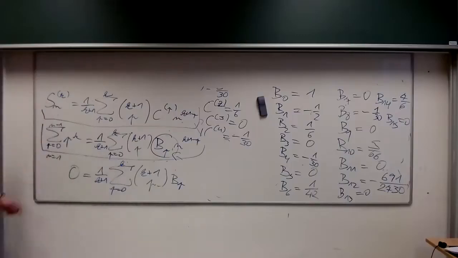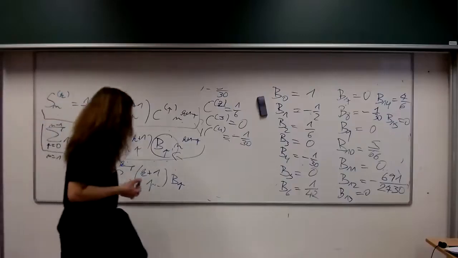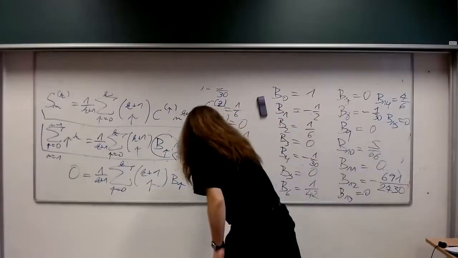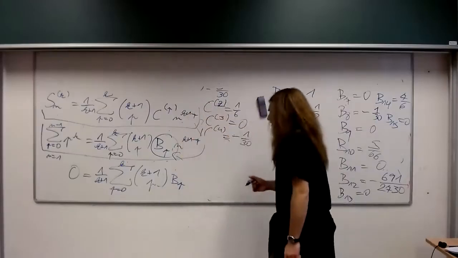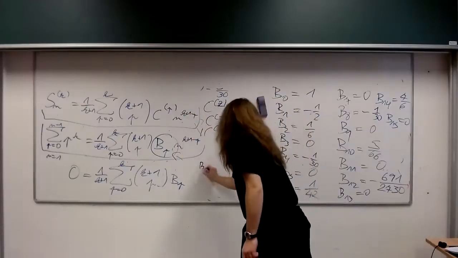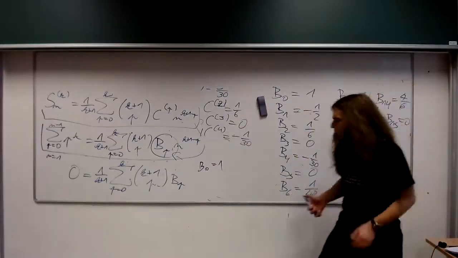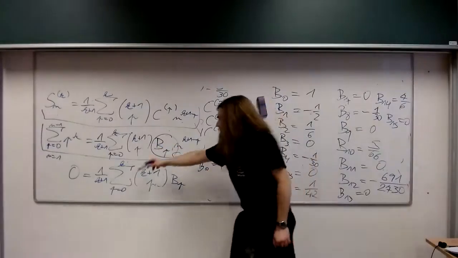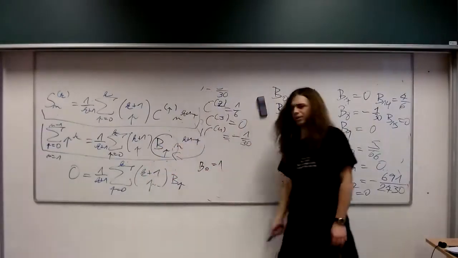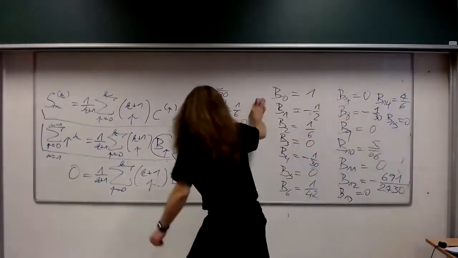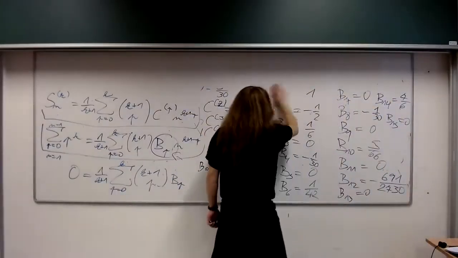So this is a recurrent equation that the Bernoulli numbers need to satisfy. Of course, with the initial condition that B0 equals 1. And just from this recurrent relationship, we can get all the Bernoulli numbers, as many as we like. So that is quite important.